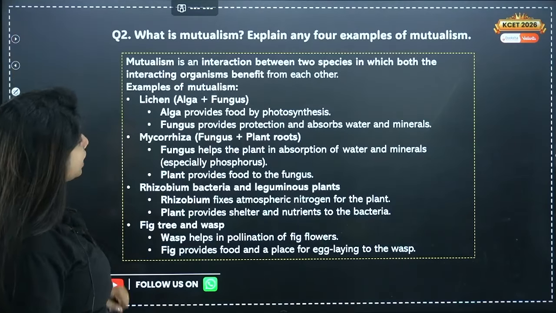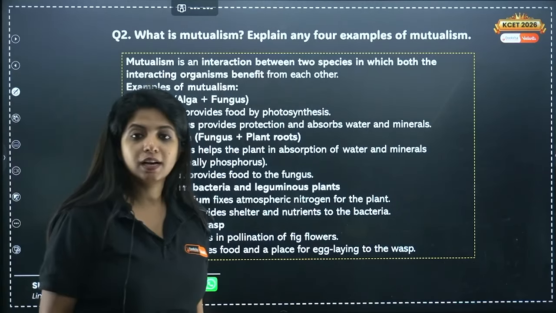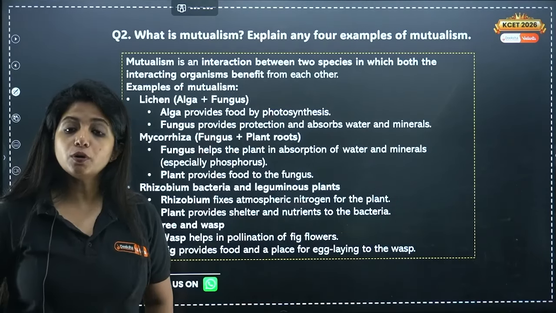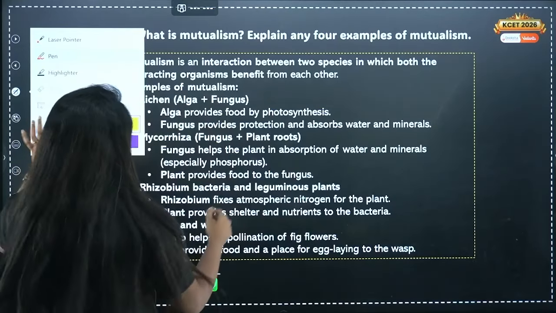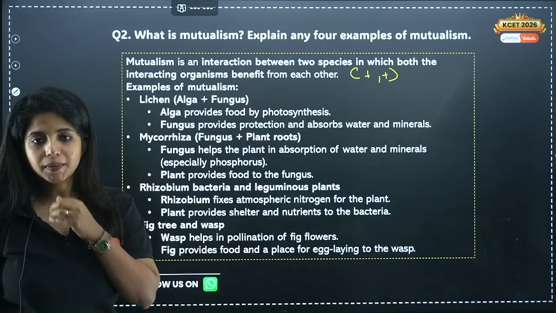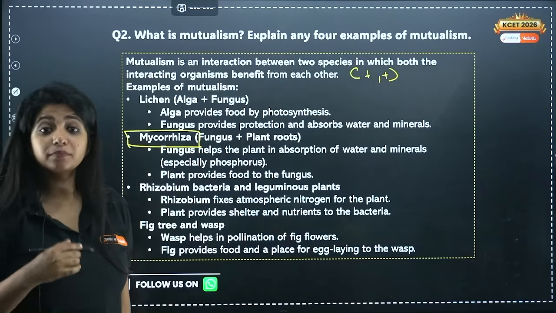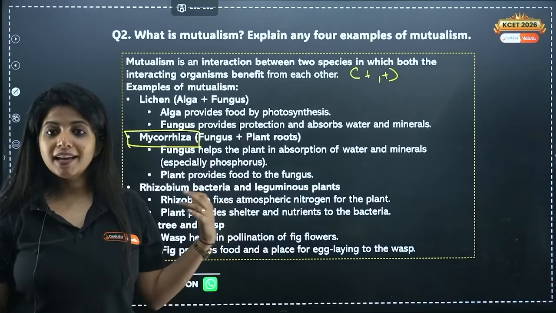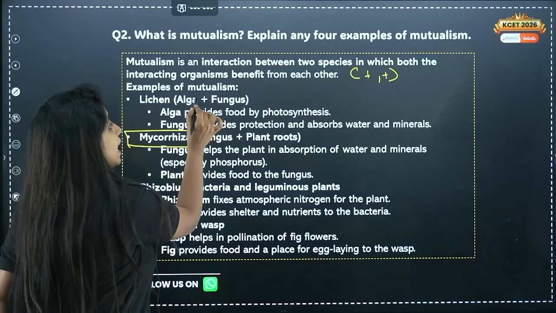Okay. Next, what is mutualism? Mention any 4 examples of mutualism. What is mutualism, my dear children? It's an interaction between 2 species in which both interacting organisms benefit from each other. It's a plus-plus relationship, and you need to know the examples for each of them. Before lichen, I'll go with mycorrhiza, since we studied about this. Mycorrhiza is fungus and plant roots. Fungus provides phosphorus and everything, and plants basically provide nutrition. Similarly, lichen is a combination of algae and fungus.